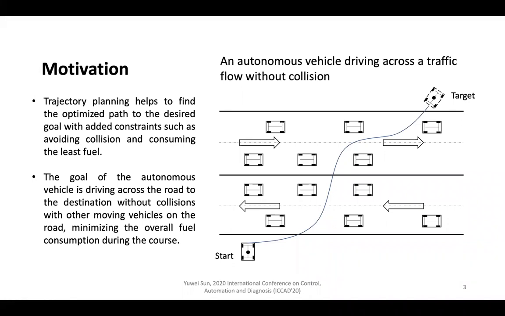The trajectory planning helps to find the optimized path to the desired goals with added constraints, such as avoiding collision and consuming the least fuel. The goal of the autonomous vehicles here is driving across the road to the destination without collision with other moving vehicles on the road. At the same time, minimize the overall fuel consumption during the course.